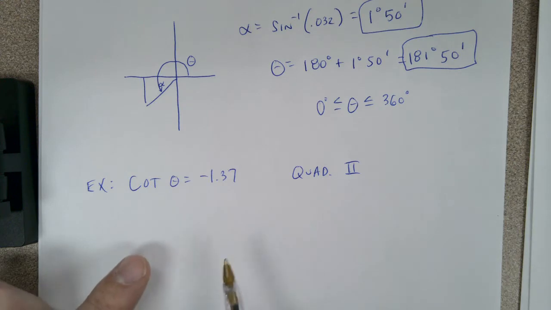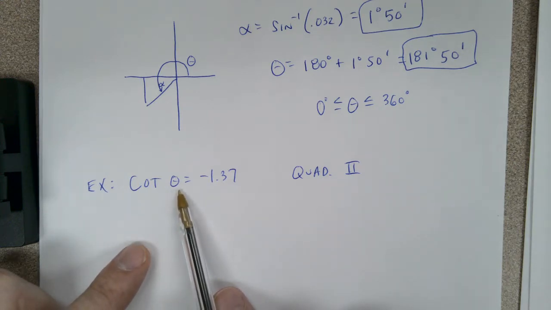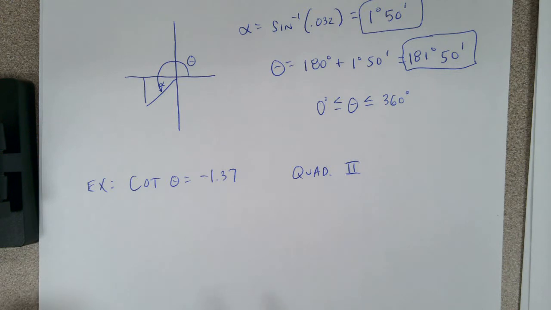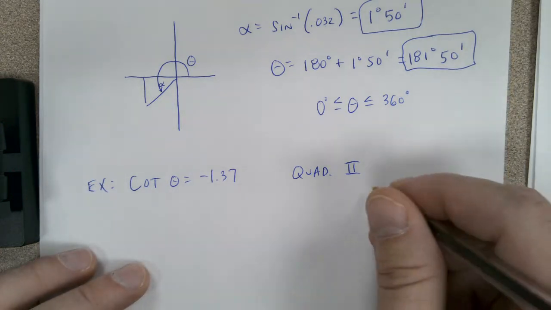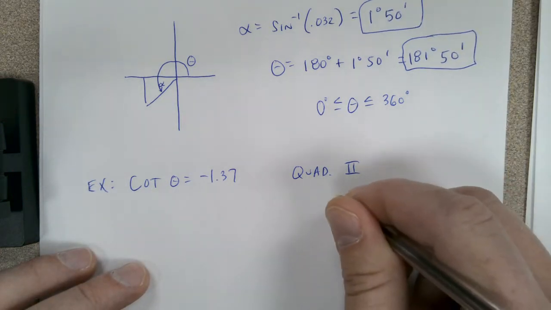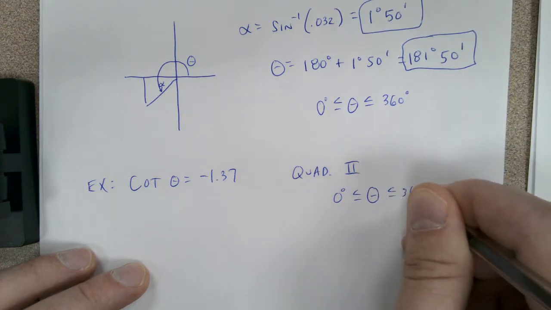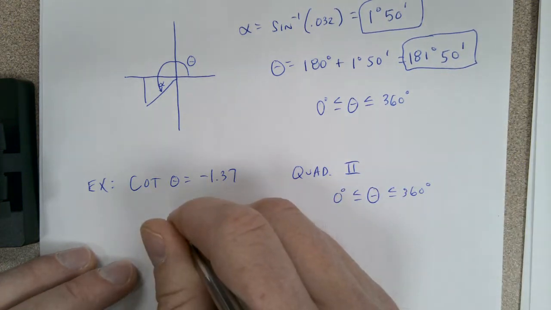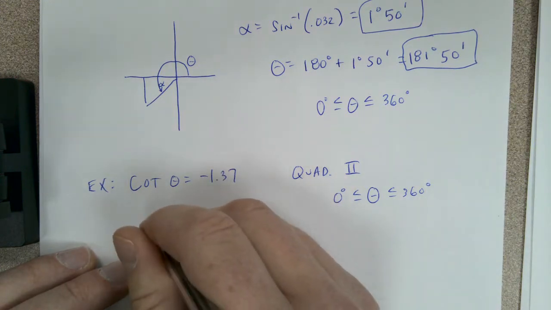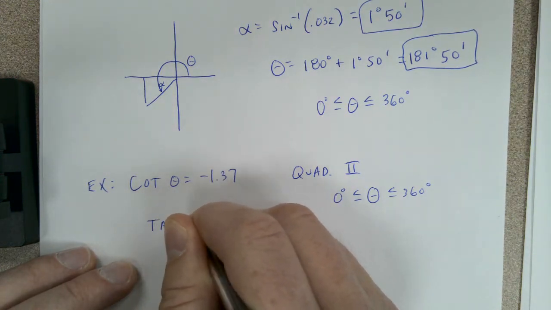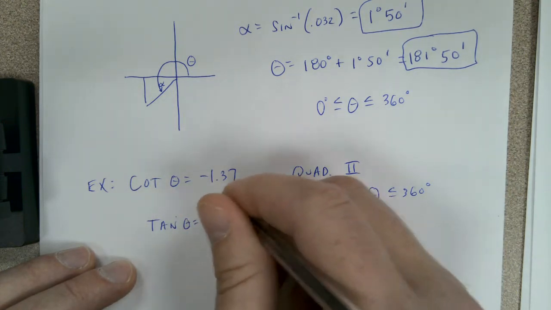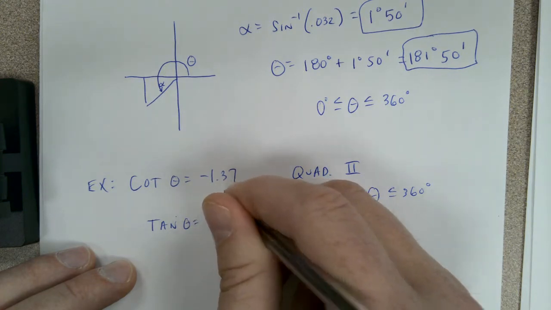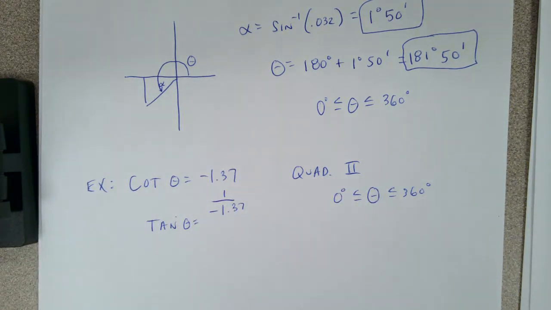Okay, let's look at another example. This time we're given the cotangent of theta is equal to negative 1.37. Again, we're also being told that this is in quadrant 2. And just like in the last example, we're finding the theta where it's greater than 0 and less than or equal to 360. Okay, so thinking about this one, cotangent theta, we know that the tangent of theta is going to be 1 over that negative 1.37. So we're flipping the reciprocal of that.